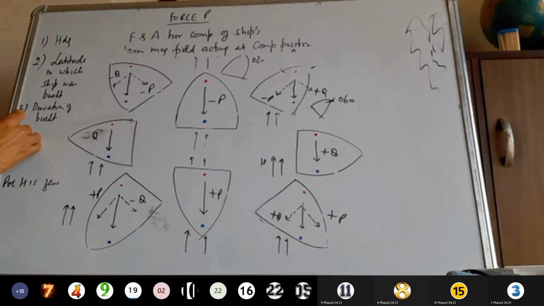Fourth point, the amount of P and Q will also depend on the amount of hard iron properties present in the ship's steel. जिस स्टील से शिप बना हुआ है उसके अंदर कितना हार्ड आयरन प्रॉपर्टीज है, so that will also affect the amount of force P and Q. And the last one is basically what we call moderate hammering and heating.